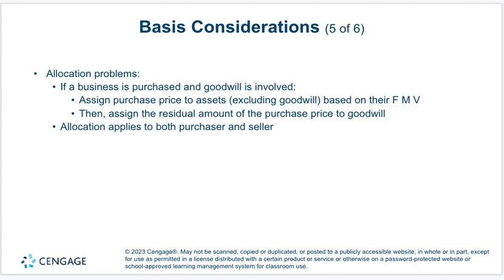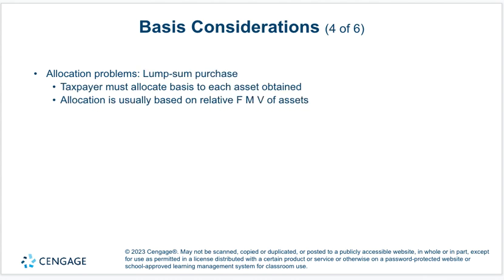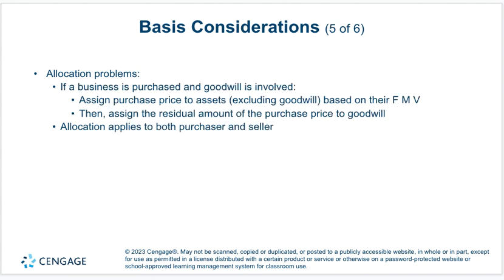We're picking up where we left off in class. We were finishing up the basis considerations. So we had just talked about if there was a lump sum purchase and looked at that, and now we're moving on to continuing to talk about allocation problems.